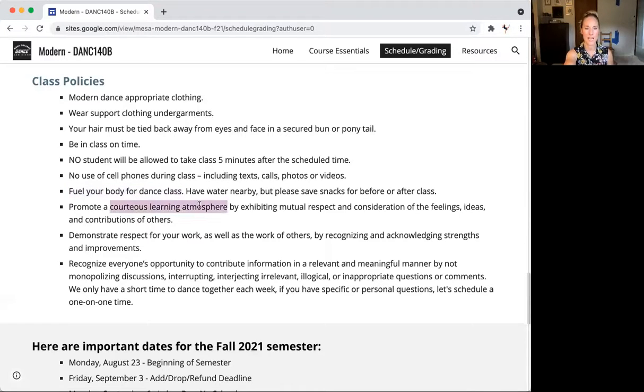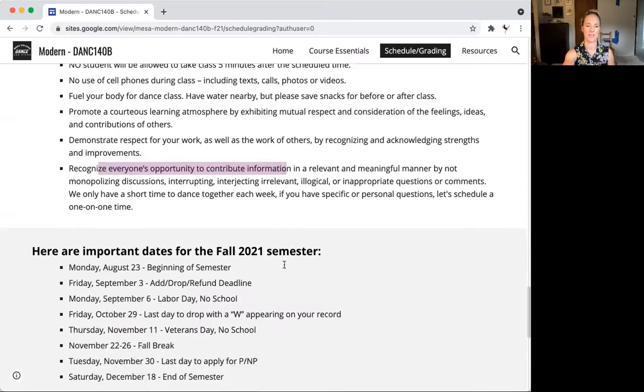Okay, courteous learning atmosphere, mutual respect. Also respect for your own work, yeah? Recognize your strengths and your improvements. And then everyone has the opportunity to contribute information. One of the cool things about having levels 1, 2, 3, and 4 together in one class is that we have such a diversity of experience in terms of dance technique, performance, life experience, and we can share and bring that knowledge together. So I'm really excited to see the mix and meet each of you and your individual experiences and your individual strengths.